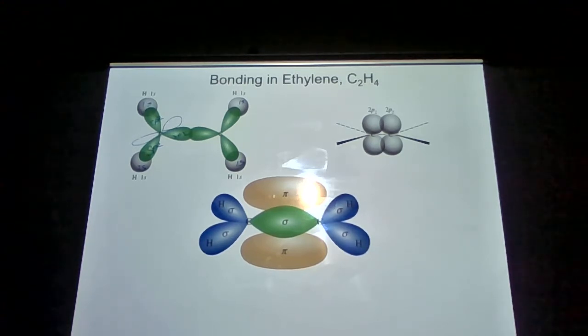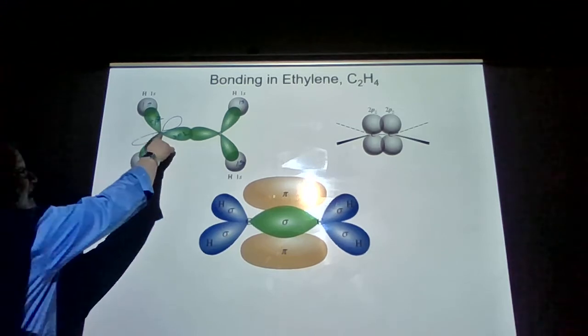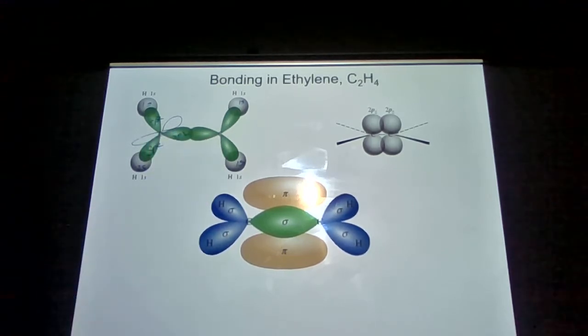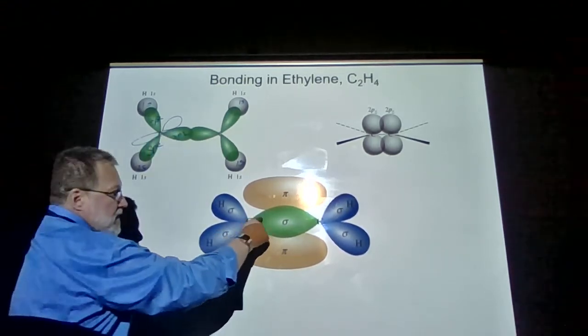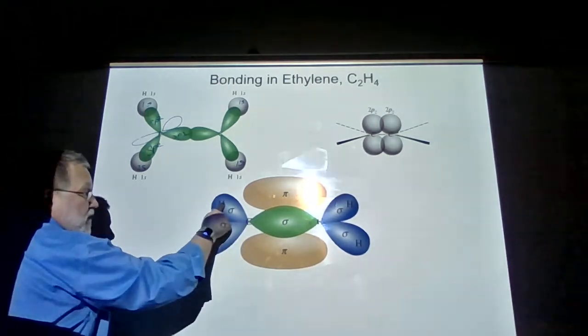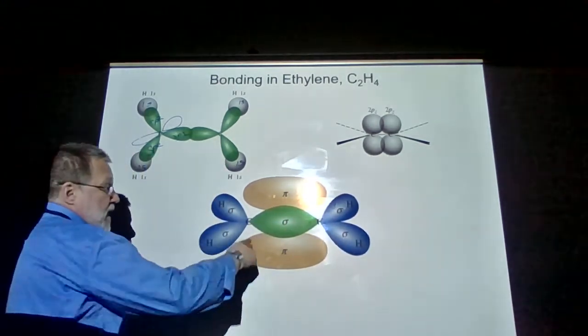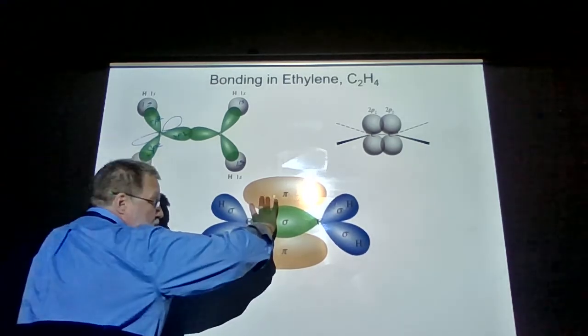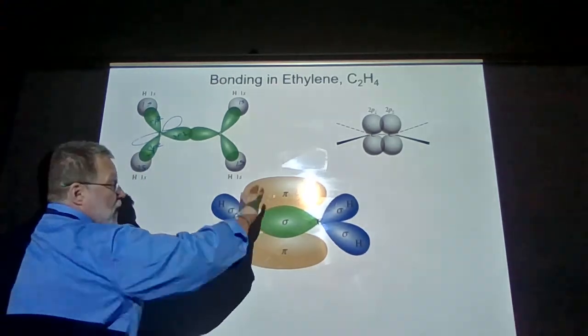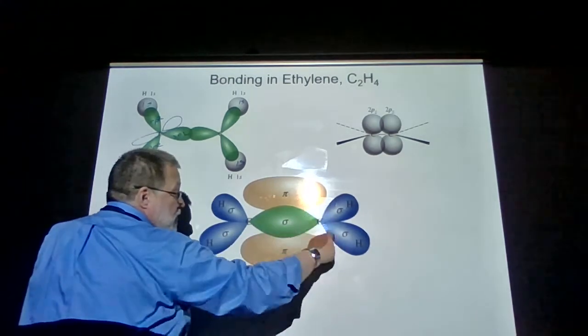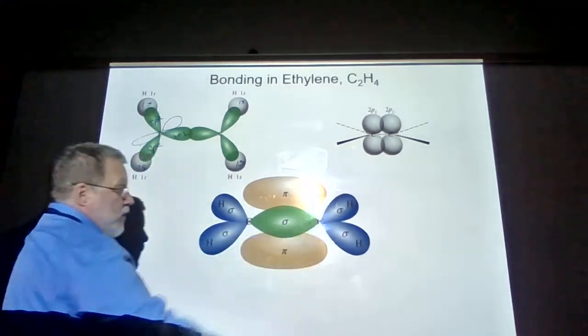So each of these carbons has 3 sigma bonds. Sigma bond here, sigma bond there, sigma bond there. Sigma bond here, sigma bond there, sigma bond there. And this carbon has 1 pi bond. 1, 2, 3 sigma, 1 pi. 1, 2, 3 sigma, 1 pi.